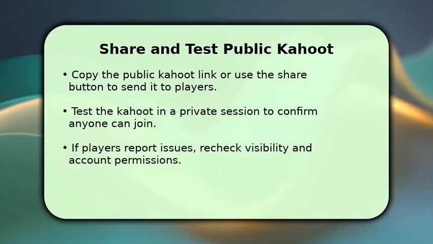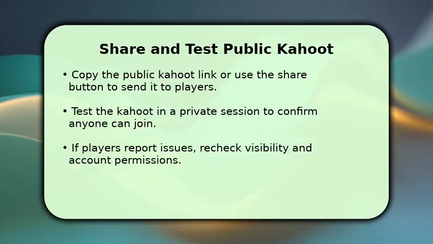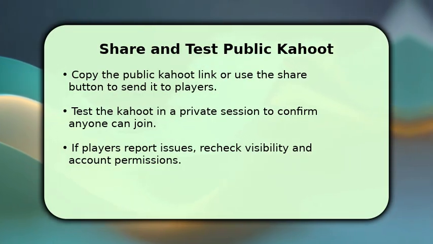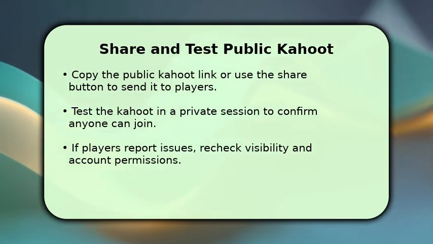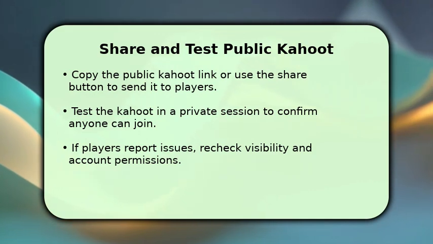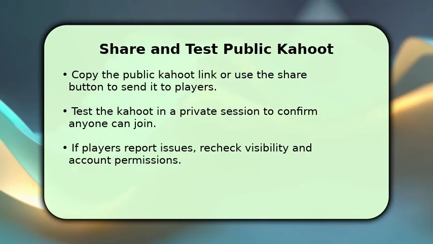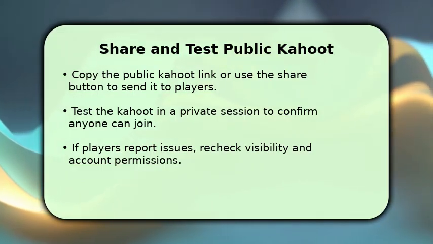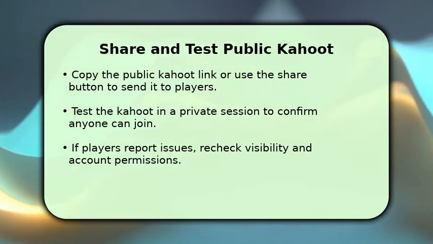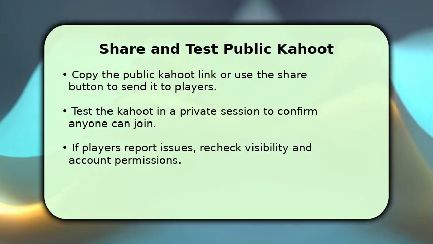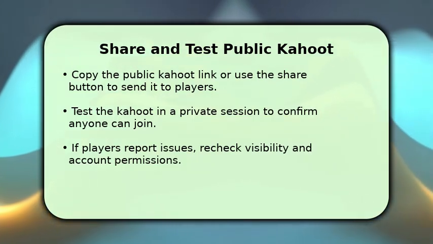After making the Kahoot public, copy the share link or use the app's share button to send it to players. Run a quick private test session to ensure anyone can join without signing into a specific account. If players encounter access errors, revisit visibility settings and check your account or team permissions. Troubleshooting these steps usually resolves most sharing problems, so your game is ready for students or friends.